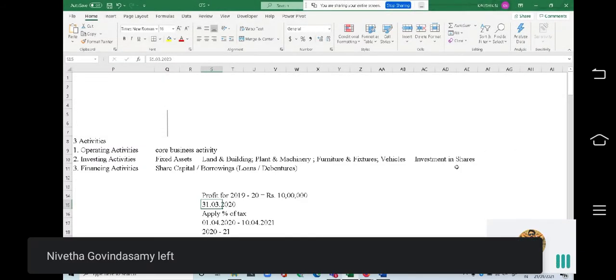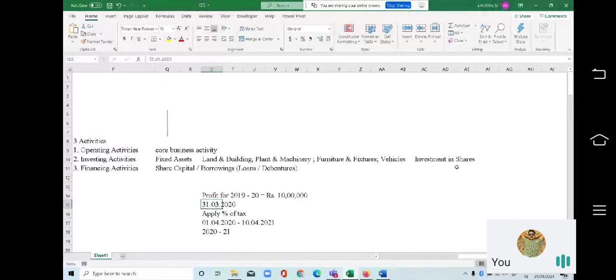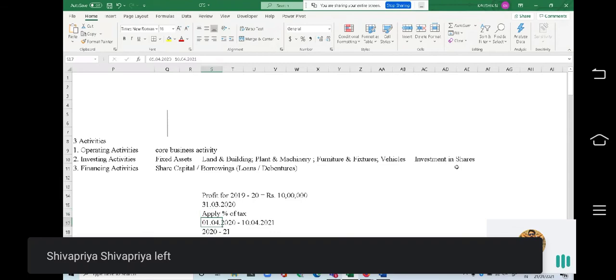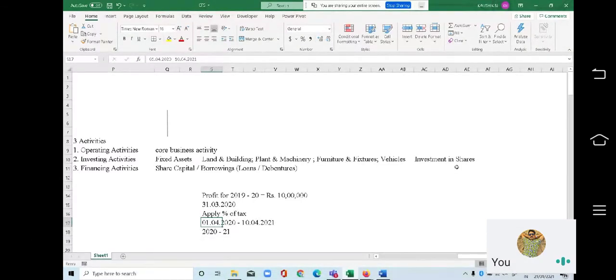So the profit for this 1920, I'll be deriving only on the last date. Then I'll apply the tax percentage for that particular year, whatever the government has given as a tax slab rate. After getting that amount, I'll make the payment of tax, probably on 1st April, if not within a week's time. I just gave a rough date from 1/4/2020.